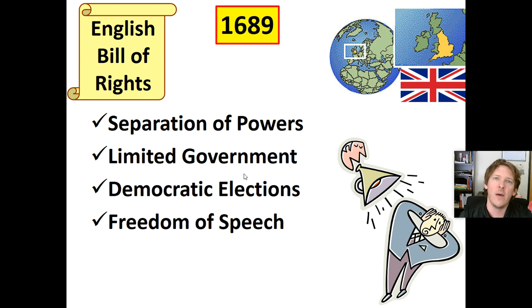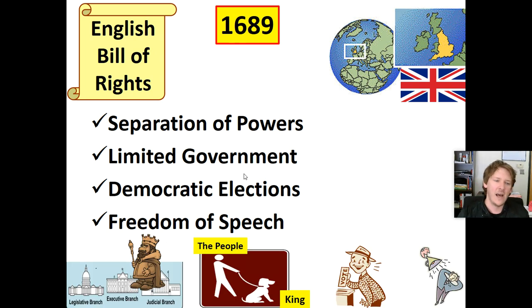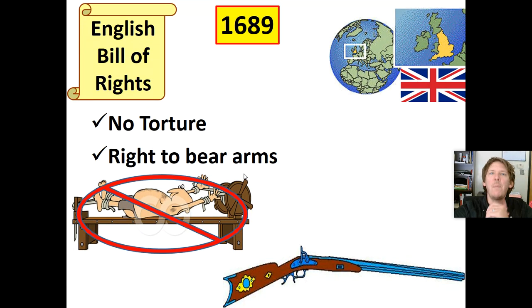Hey, freedom of speech, I've heard of that before. Where did it come from? We got it in our U.S. Constitution because we stole it from the English Bill of Rights in 1689. So separation of powers, limiting the government's power, voting, freedom of speech, just to name a few. Oh, but there's more. Wow, William of Orange, you're such a great guy.